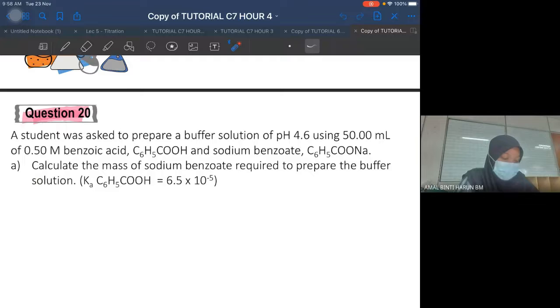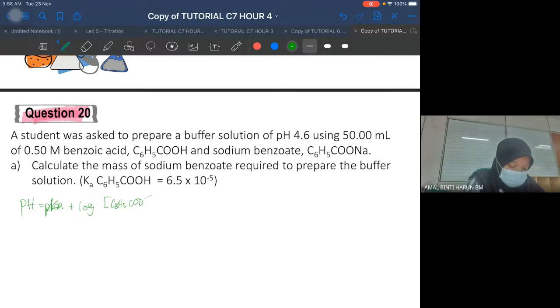So in this case, our buffer is pH 4.6. So when we want to use a buffer, we calculate its pH as pH equals pKa plus log of the salt, C6H5COO minus, over the weak acid, C6H5COOH. If you can't hear, we know. Right.